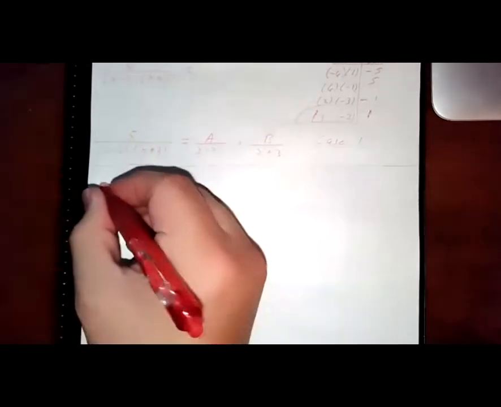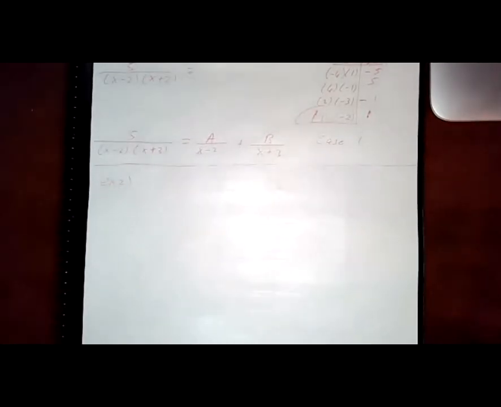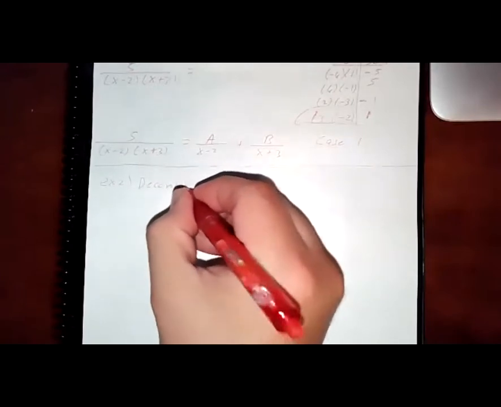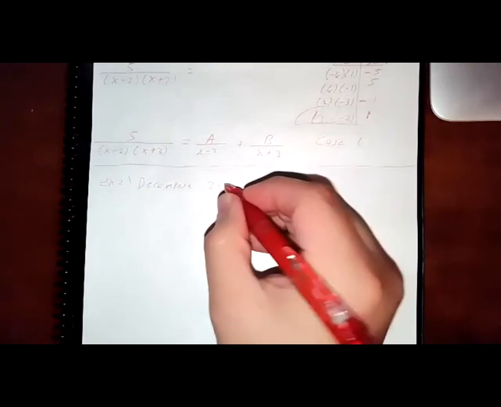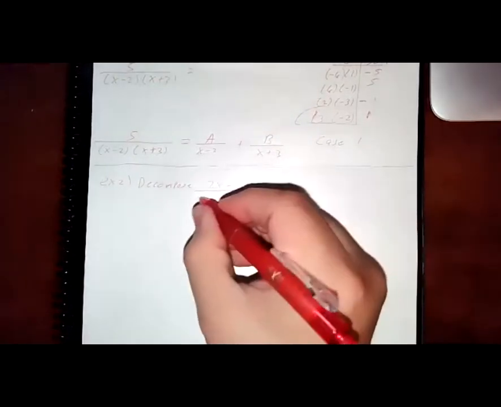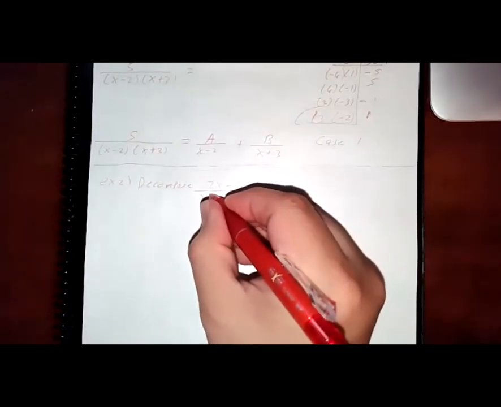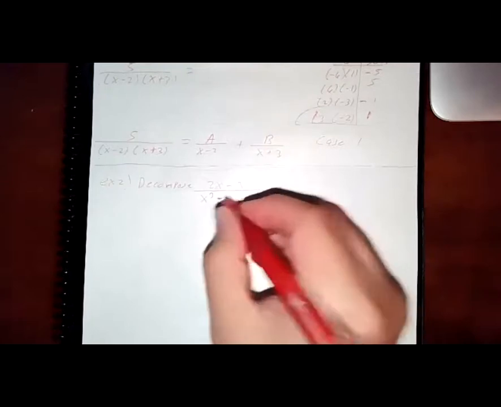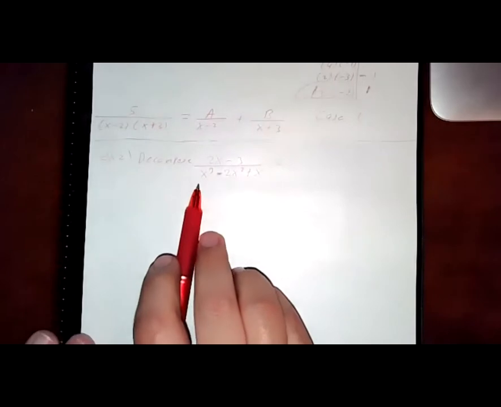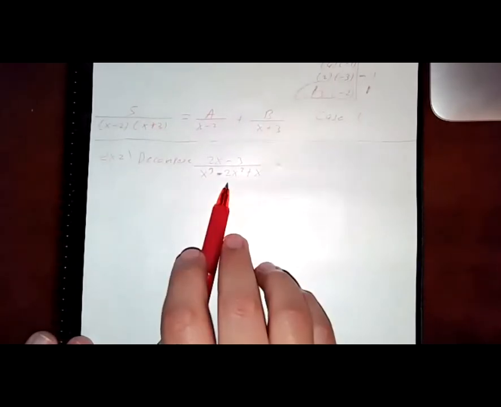Let's see here. Number 2. All right, so let's scroll down to case 2. We'll worry about the solving in a minute. It says repeated linear factors, right? So we're going to decompose this fraction using the partial fraction approach. That's what this whole section is about. It's partial fractions. Okay. So that's x cubed minus 2x squared plus x.